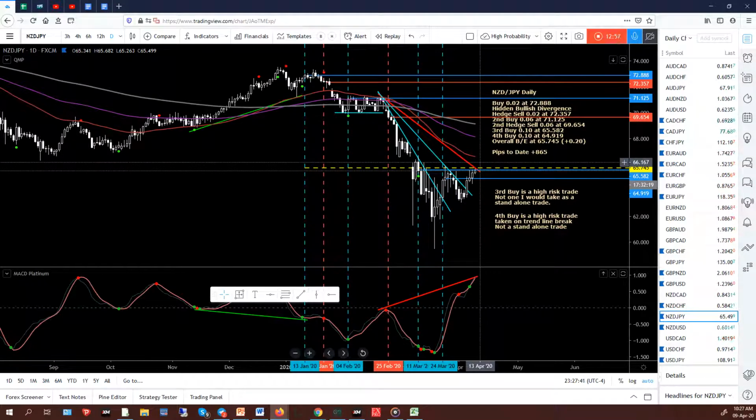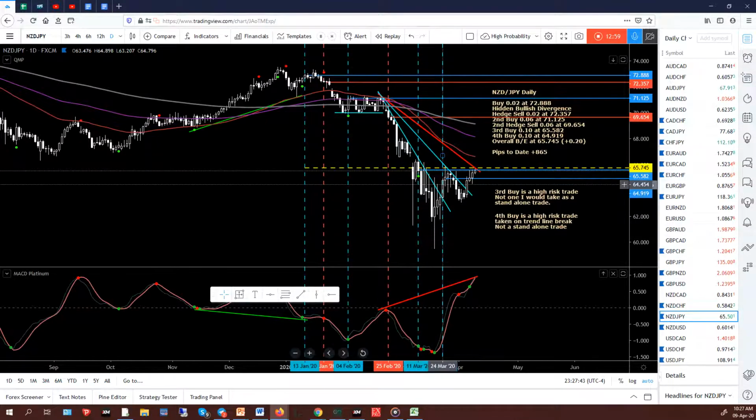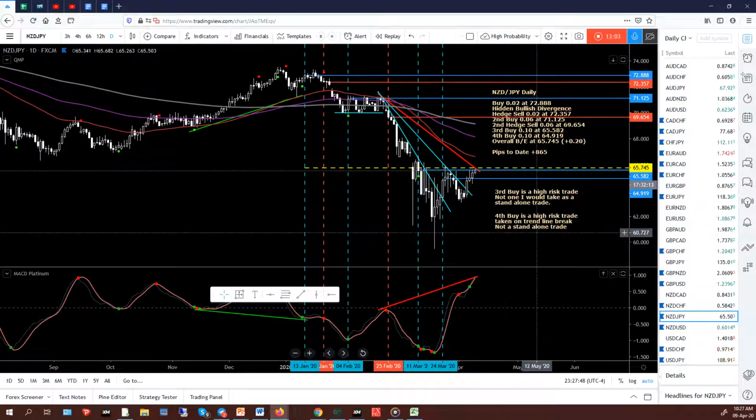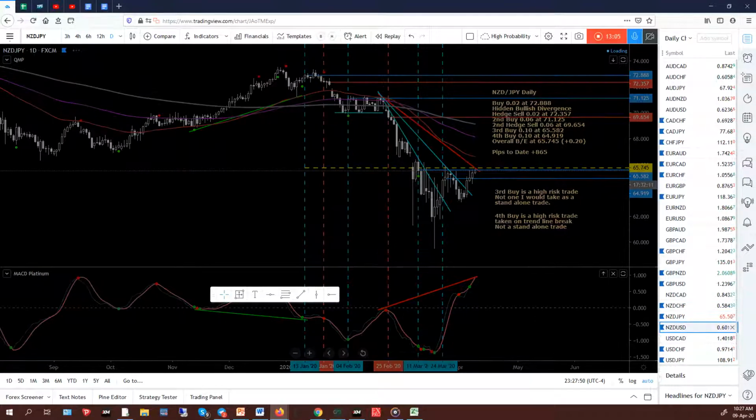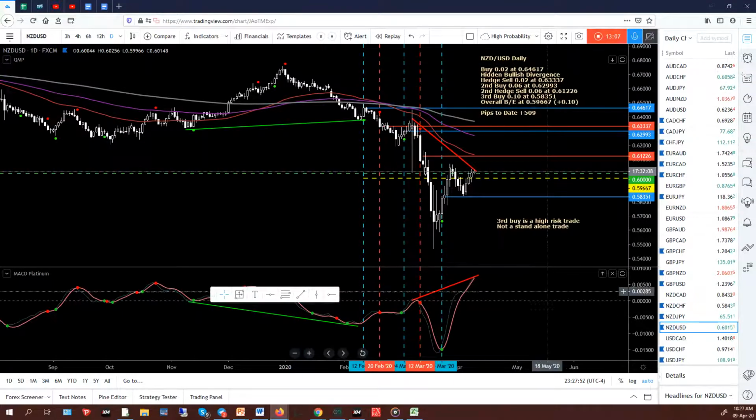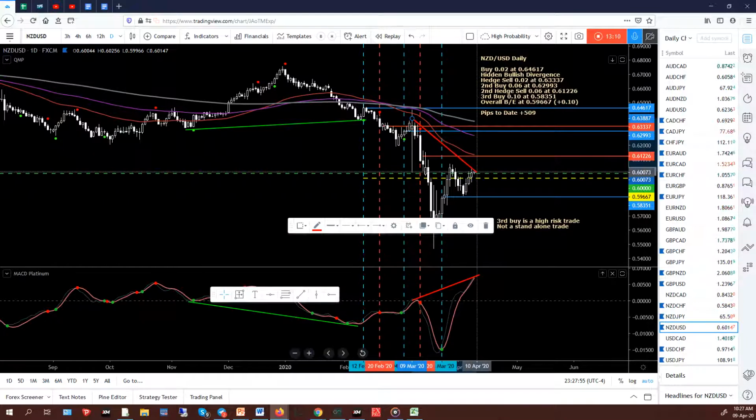Yeah, you can read my notes. Took a few trades on breaks of trend lines, etc. It's been hard yards, some of these NZ pairs, and here's another one. Now, this one I could probably close right now and be in profit. This is a New Zealand USD. A few trades on since mid-Feb.